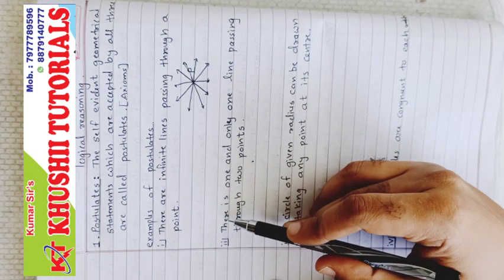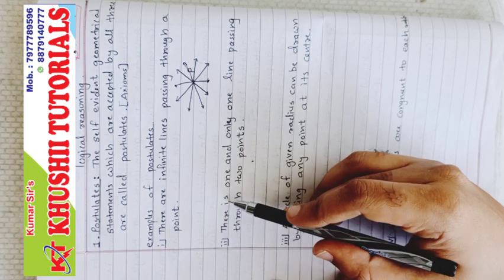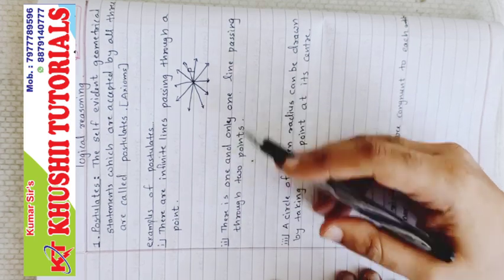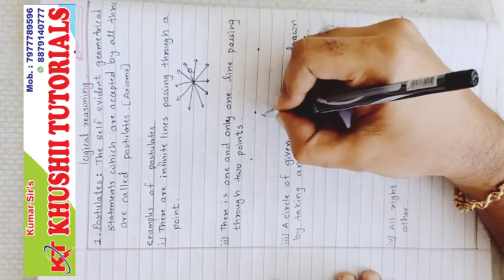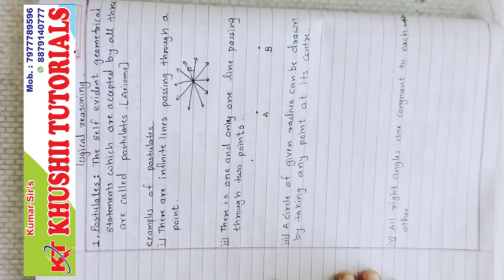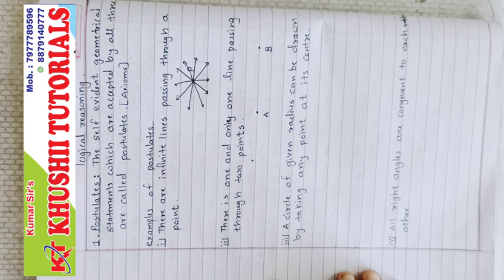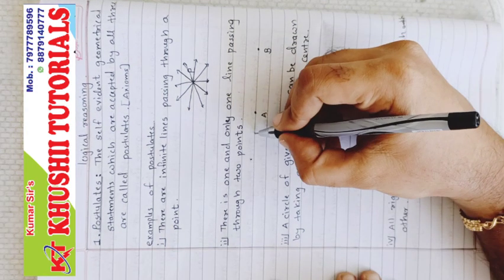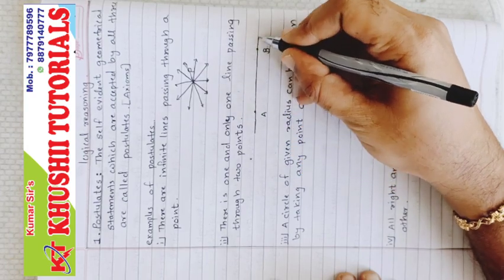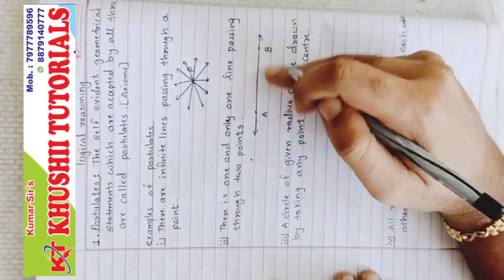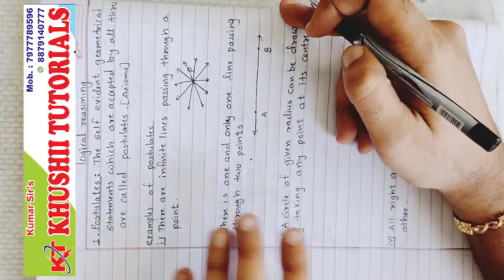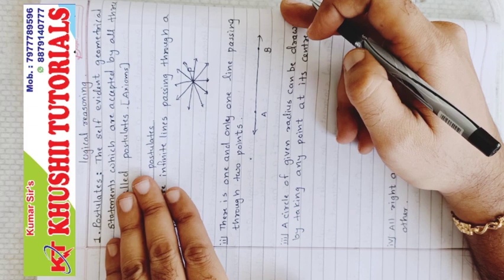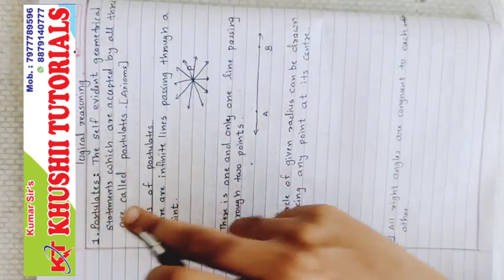Next, there is one and only one line passing through two points. For example, two points, first point and second point, point A and point B. Now how many lines can you draw passing through both points A and B? So the answer is definitely one and only one line. Correct? So this is also a statement which you can show just by a diagram. You cannot prove it by any other evidence. So this is also called a postulate.